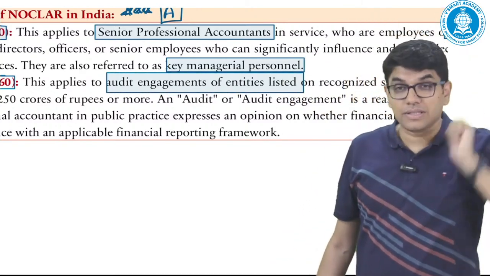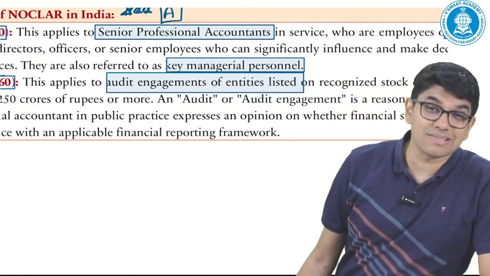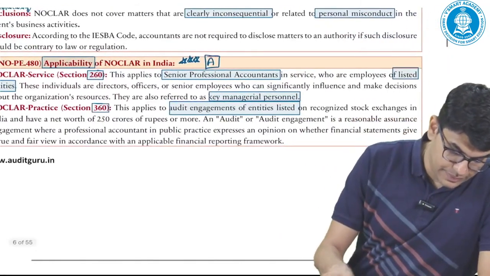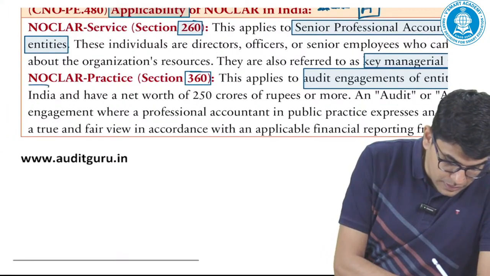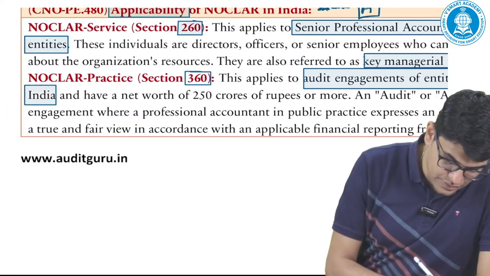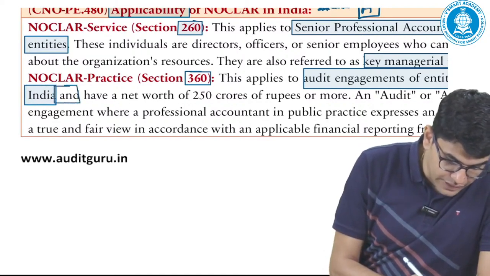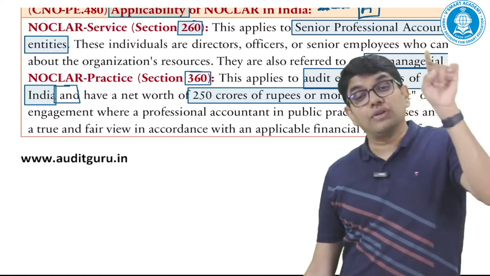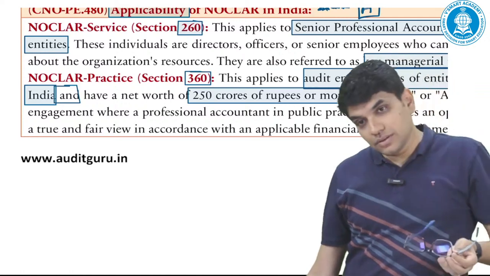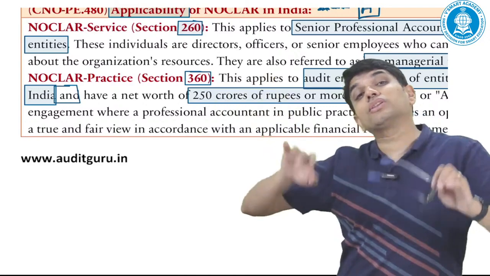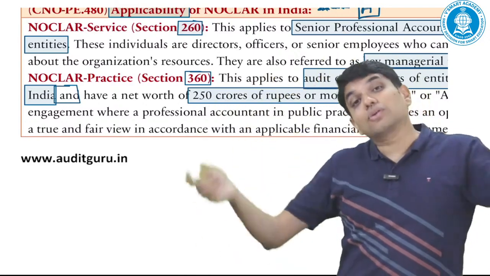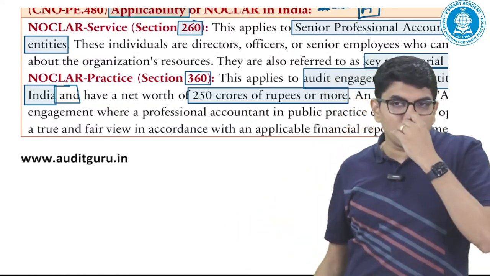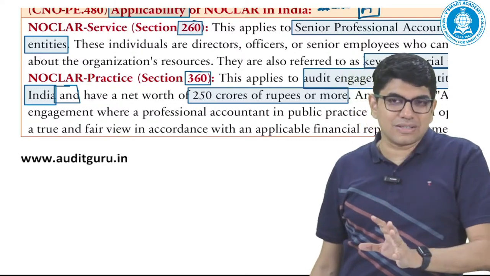if you're doing audit of a listed company, that's extremely important. Audit of listed entities in India, and having a net worth of 250 crores or more. So if you are doing audit of a listed entity which has a net worth of 250 crores or more, and during the course of this assignment you come across non-compliance, then a chartered accountant is supposed to apply NOCLAR. So right now, NOCLAR is applicable within the context of big entities.